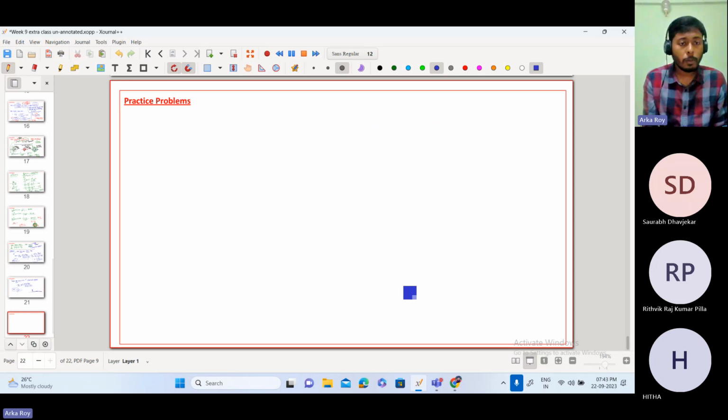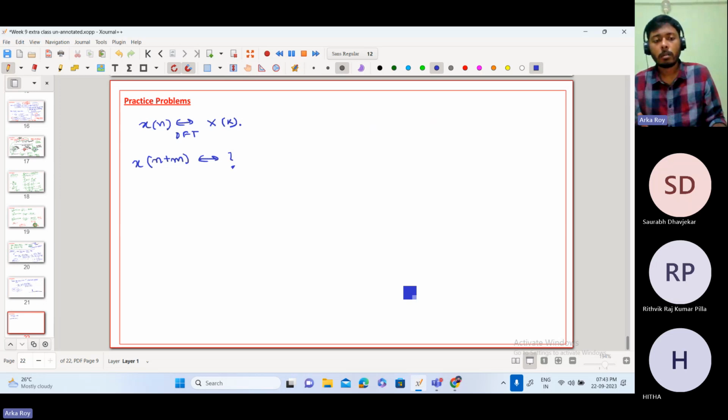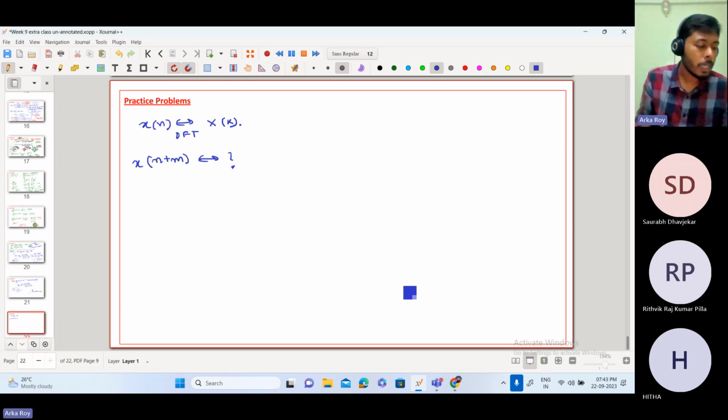Okay. So this is a pretty simple problem. X of n has DFT of X of k, then find what is the DFT of x of n plus m. This question has also been asked in the GATE examination. So just write out what will be the DFT of this particular sequence.